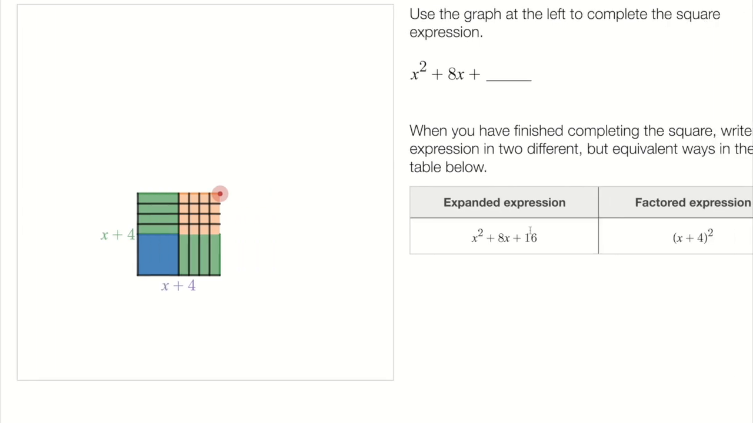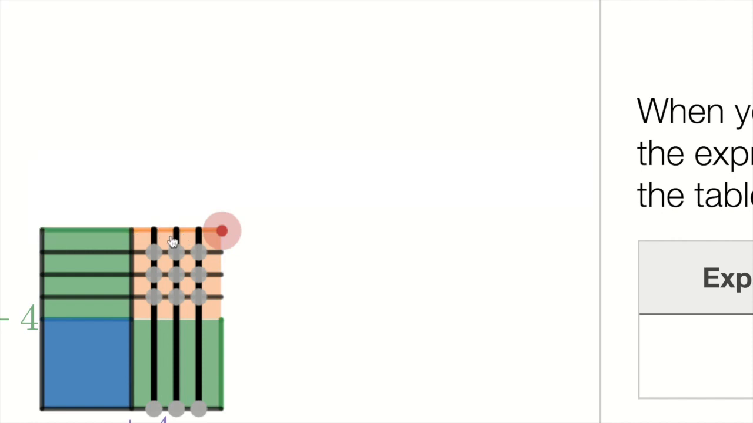As a result, the expanded expression is represented by x squared plus 8x plus 16. The 16 comes from the 16 units on the corner. How do we know that these tiles are 1? Notice that the point right here is (6, 7). The point right here is (6, 6). We know the distance is 1. And we know the distance from (6, 6) to (5, 6) is also 1.